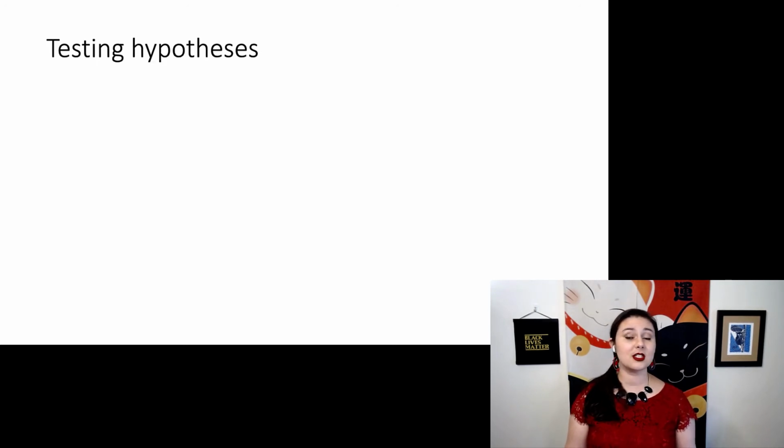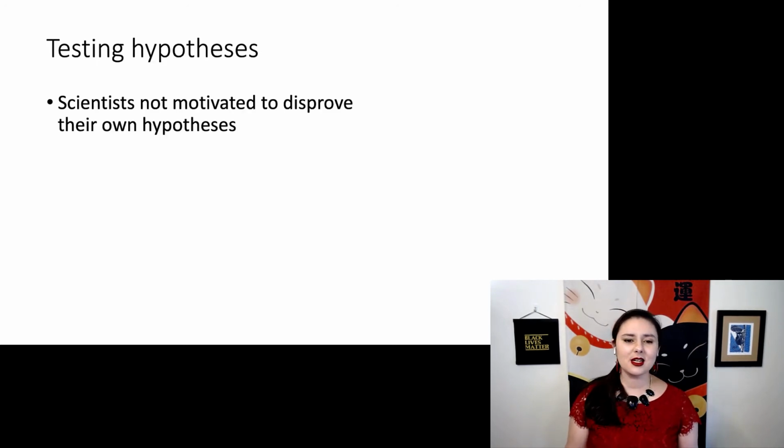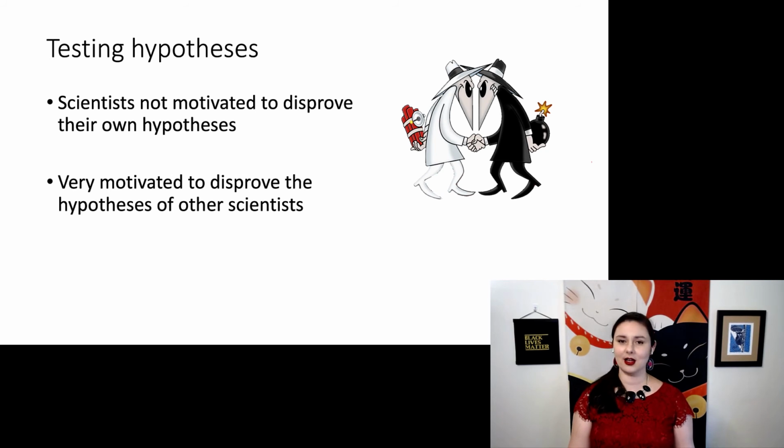When we want to test hypotheses, scientists are not particularly motivated to disprove their own hypotheses, but they are highly, highly motivated to disprove the hypotheses of other scientists. And this is how we have our checks and balances in systems. We have different labs researching similar phenomena, and they're all trying to prove that they have the correct idea and not the other labs.